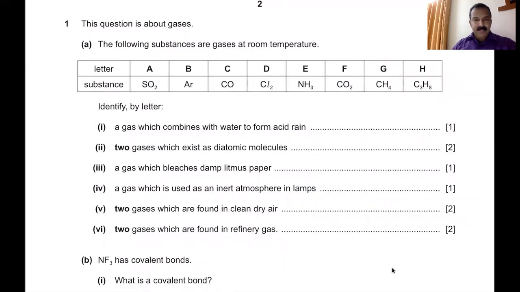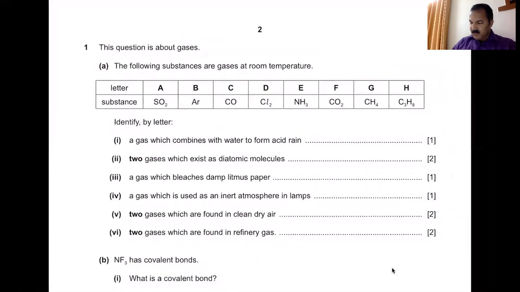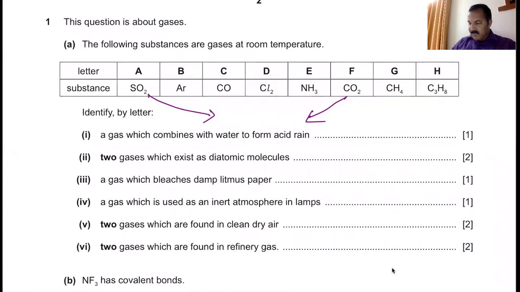A gas which combines with water to form acid rain. There are two gases which combine with water to form acids, which are these two. Both of them are acidic gases, right? But for making acid rain, carbon dioxide will never make acid rain. In our syllabus, acid rain is caused by sulfur dioxide and nitrogen dioxide. So your answer is sulfur dioxide, so the answer is A.